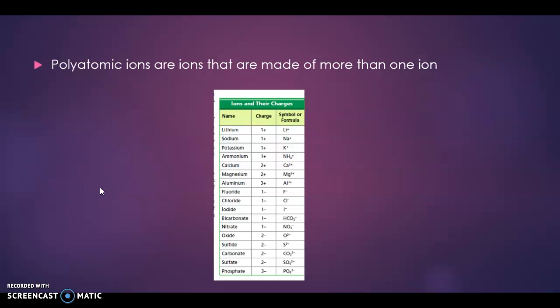Polyatomic ions are ions that basically are made of more than one atom. I don't know why I said more than one ion, but more than one atom. So here's a list of some ions here, but there's also some polyatomic ions in here as well. So for instance, bicarbonate is a polyatomic ion. Ammonia is a polyatomic ion. Carbonate, sulfate, phosphate, all of these are polyatomic, which means that they are bonded.